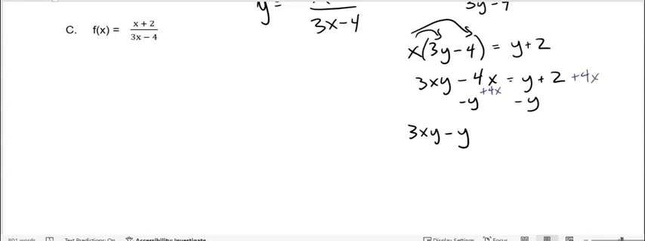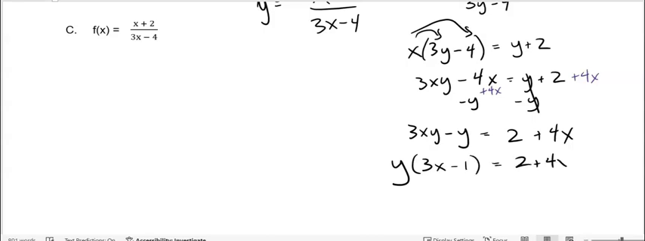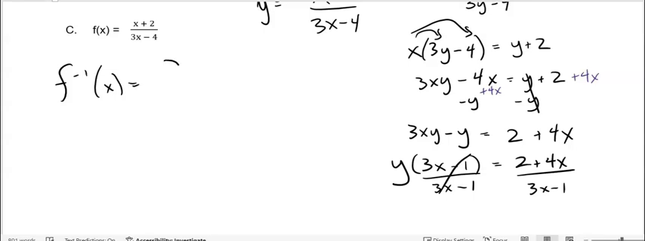All right, and that's going to leave me with 2 plus 4x. And I still got this situation where I got two y's. I need to solve for y. So to get one y, I can factor it out. That's going to be the trick for these types of problems. And then I'll divide. My final step. That gives me y by itself. So I have f inverse. I found the inverse function. It is 2 plus 4x, all divided by 3x minus 1.